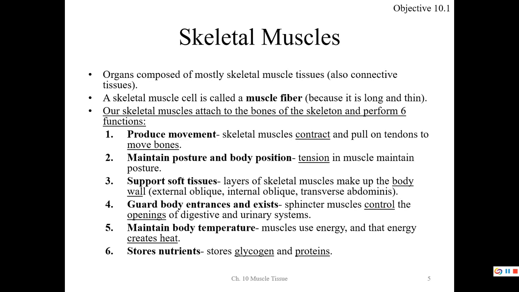They maintain body temperature. Muscles use energy, and when they use energy, that energy gets converted into body heat, and that heat warms our body up and maintains our body temperature. So that's why when you exercise, you warm up. You also can store nutrients. We can store glycogen and protein in muscle. Muscle is a very big place to store glycogen.